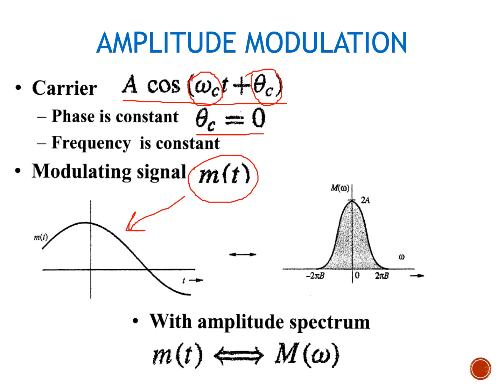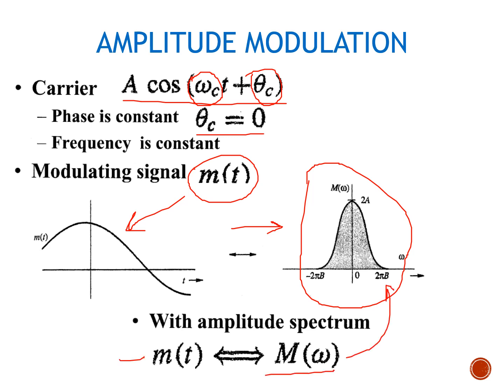If we look at the Fourier transform, the frequency domain representation of this modulating signal, it occupies this low frequency region. This is just a representation; these are not actual shapes or signals. Generally we represent the amplitude spectrum by capital M(omega), and the time domain plot is represented by m(t).